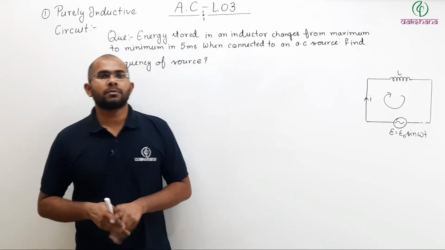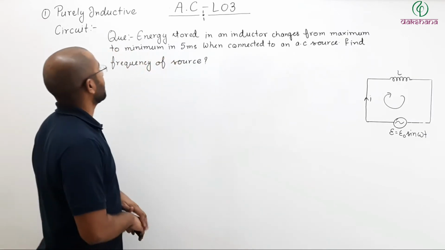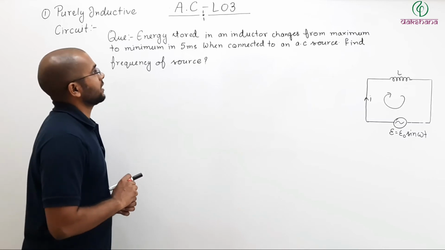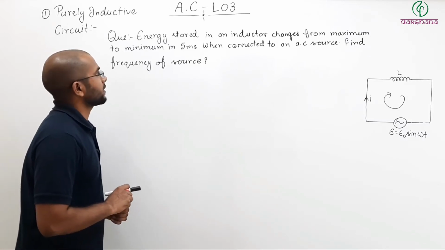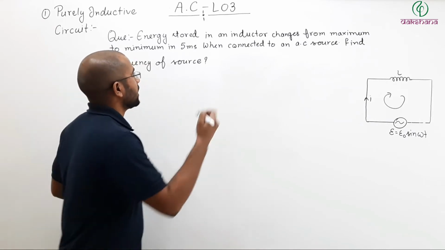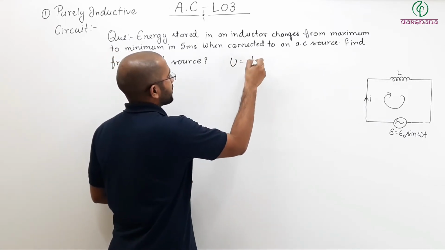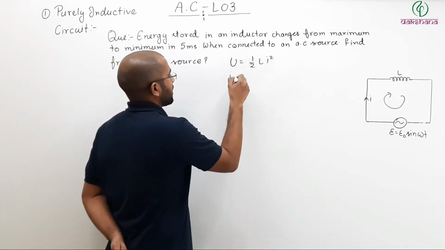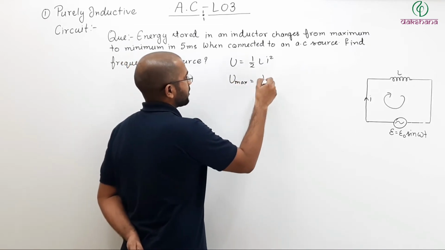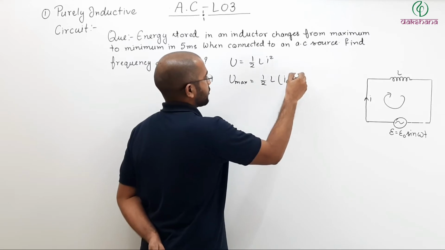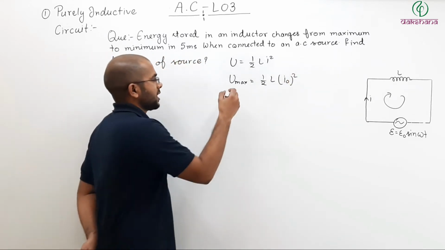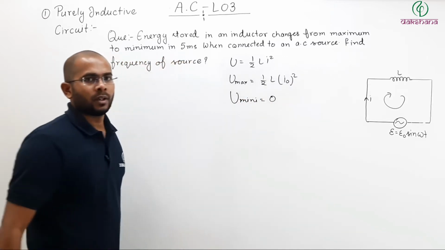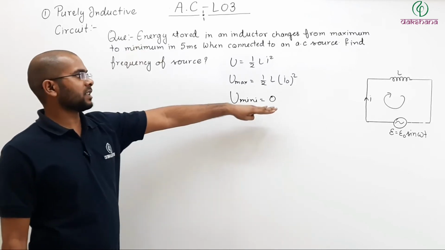Let us try to solve a question based on a purely inductive circuit. It is given that the energy stored in an inductor changes from maximum to minimum in 5 milliseconds when connected to an AC source. Find the frequency of the source. If you remember, the energy of an inductor is half L I square. So U maximum is half L I naught square, and U minimum is when I is 0, so U minimum is 0.